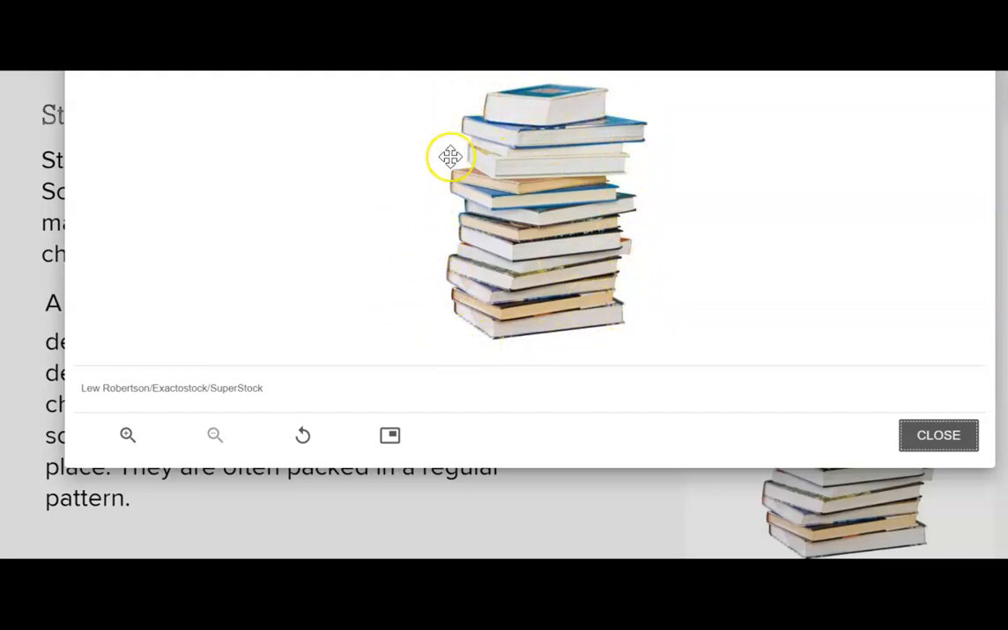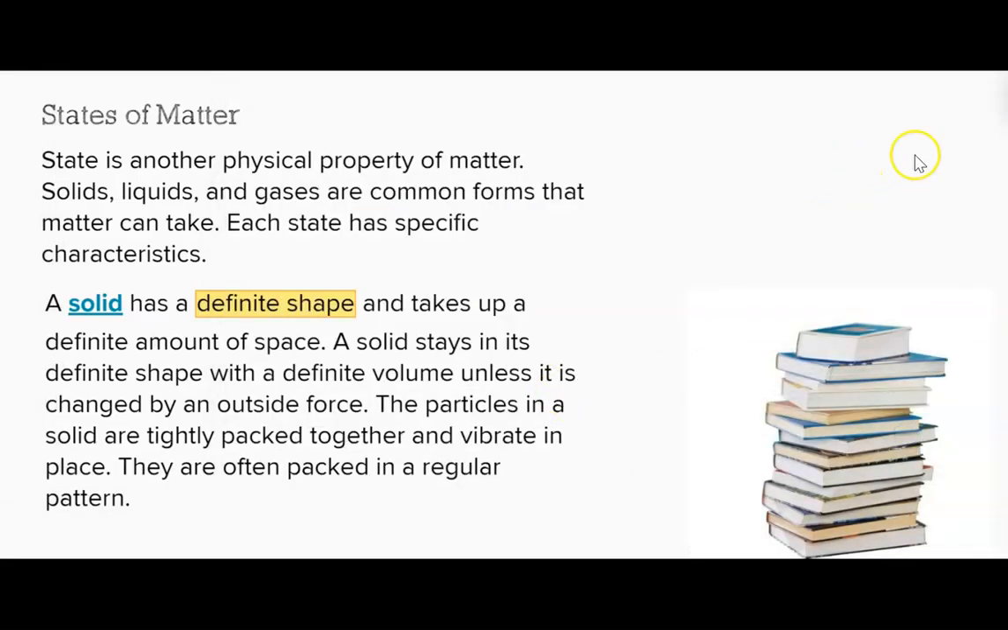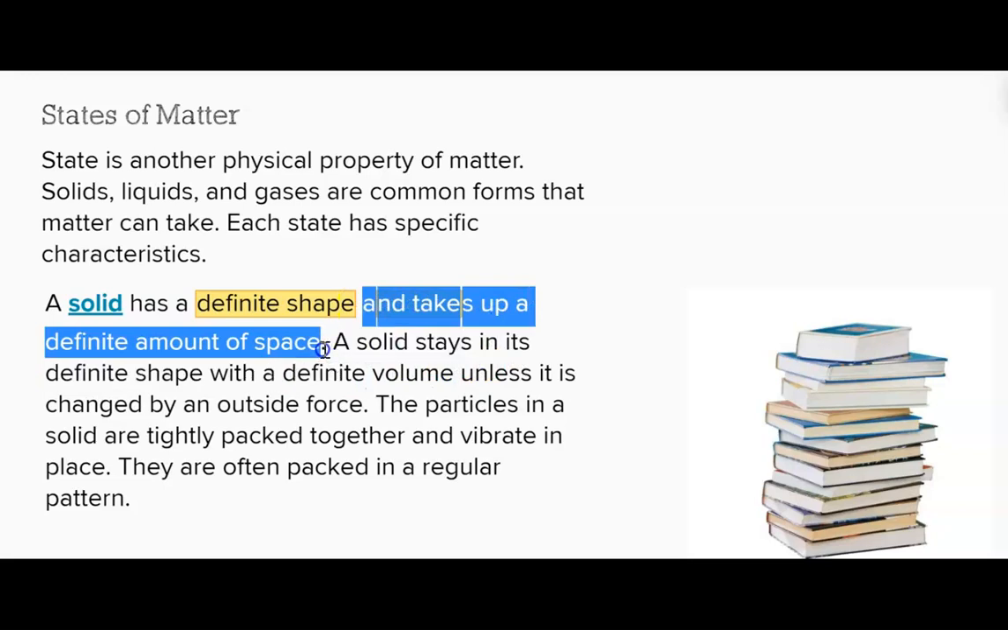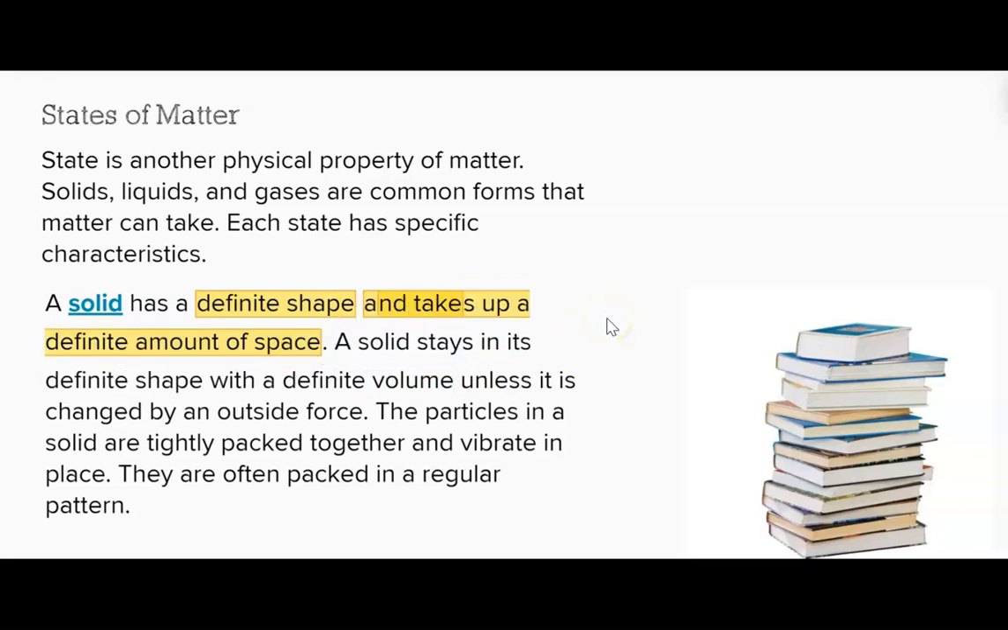It's occupying this area, and it will not move and occupy another area at the same time. So it occupies the same amount of space, meaning having the same volume. Highlight with me also: takes up a definite amount of space. A solid stays in its definite shape with a definite volume unless it is changed by an outside force.